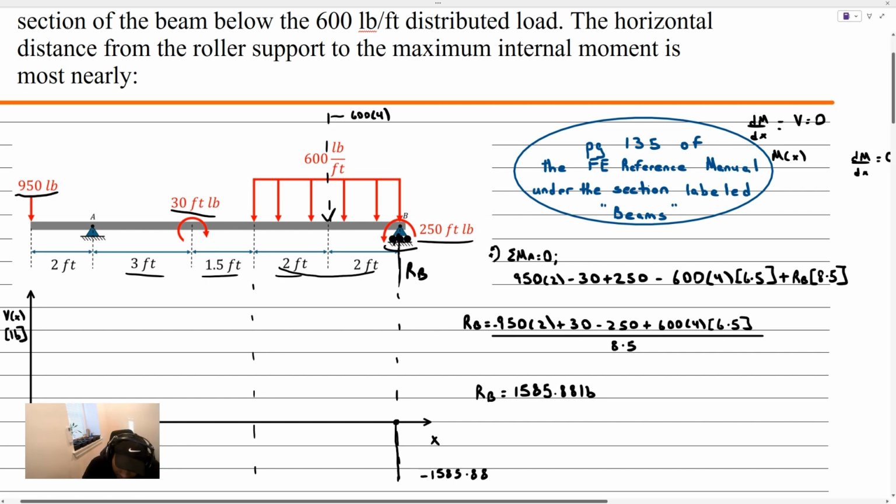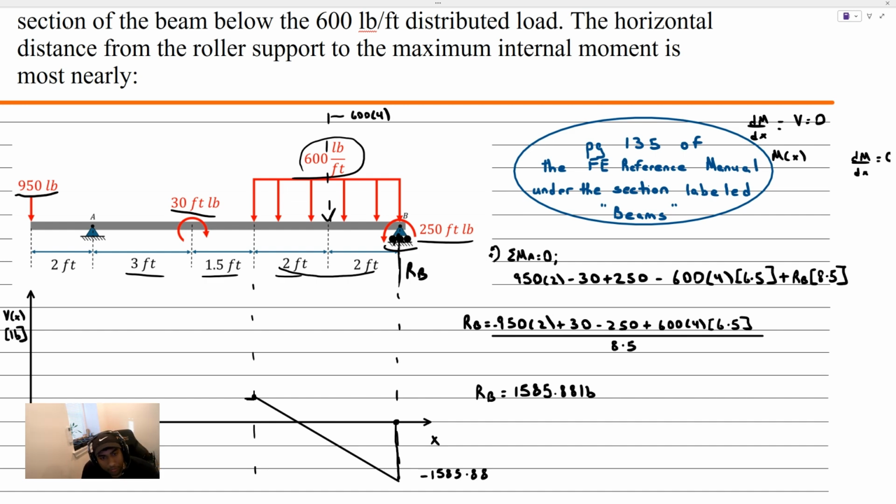We know that this distributed load causes a decrease from some upper point here to a lower point, that negative 1585. What's this point that we started at right here? That's going to be equal to 600 times 4 added to this value. So that means up here, we're at a value of 814.11 pounds.